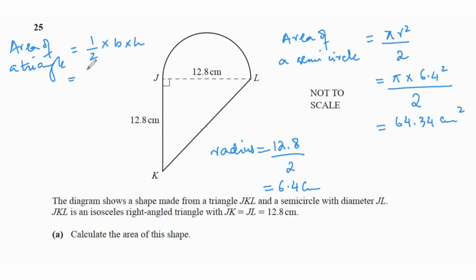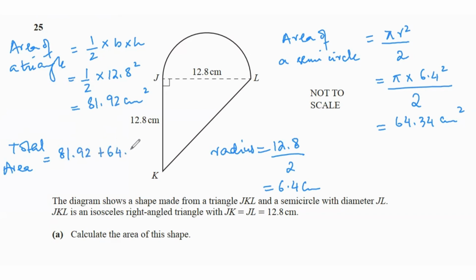Now for the area of the triangle, height is 12.8, base is 12.8, so 1 over 2 times 12.8 squared. And that is going to give us 81.92 centimeters squared. So now for the total area of this shape, we'll add the two areas. So that's going to be 81.92 plus 64.34. And that is equal to 146.26 centimeters squared. That is your answer.